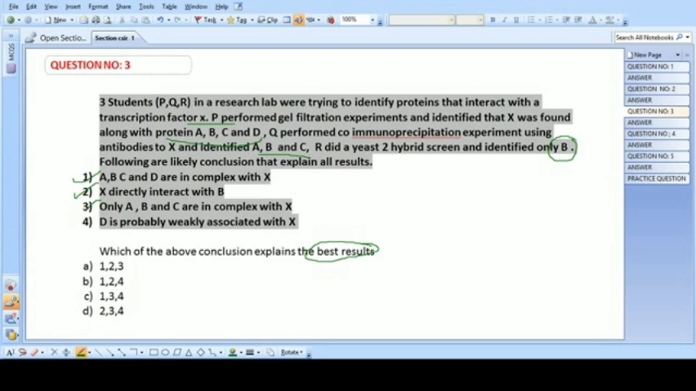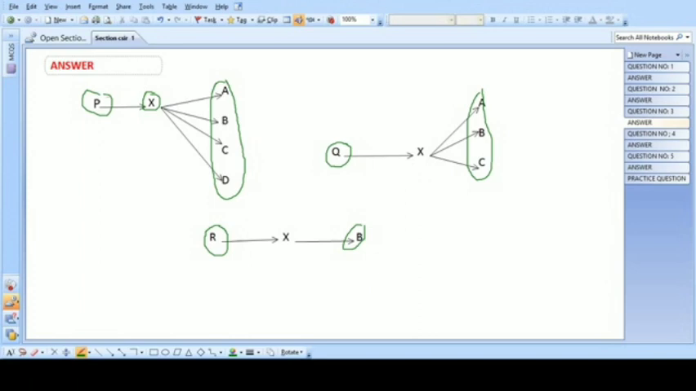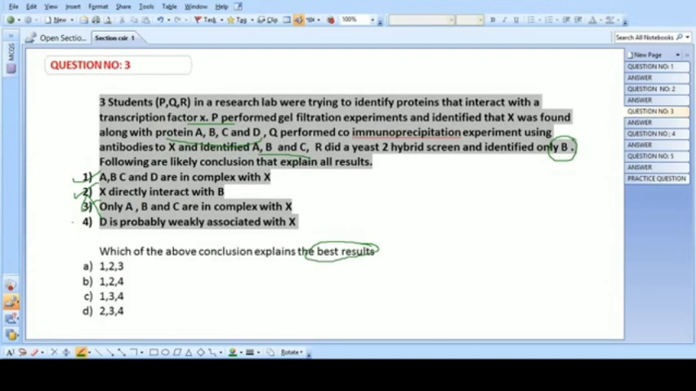So our option 3 is wrong. And another option is D, probably weakly associated with X. Yes, it might be correct. That means student P has also proved that it has association with D, and the remaining 2 students have proved no association with D. So it may be weakly bound. So this one is also correct. And from the options, we can conclude that the answer is B. That means 1, 2 and 4.